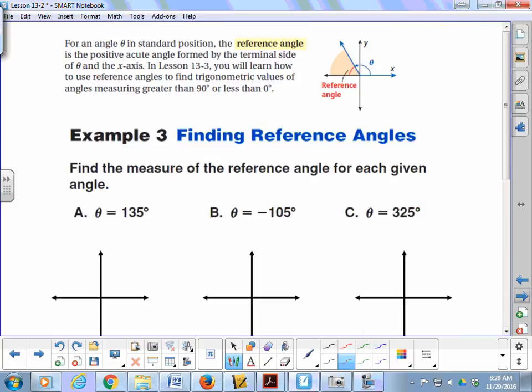All right, next thing is called reference angles. A reference angle is an angle that is less than 90 degrees, so it's acute. And it's between the terminal side and the x-axis. Okay, so a reference angle is less than 90 degrees, and it's the angle that takes me from the terminal side to the x-axis. So that could be the positive x-axis or the negative x-axis, depending upon where the angle is.